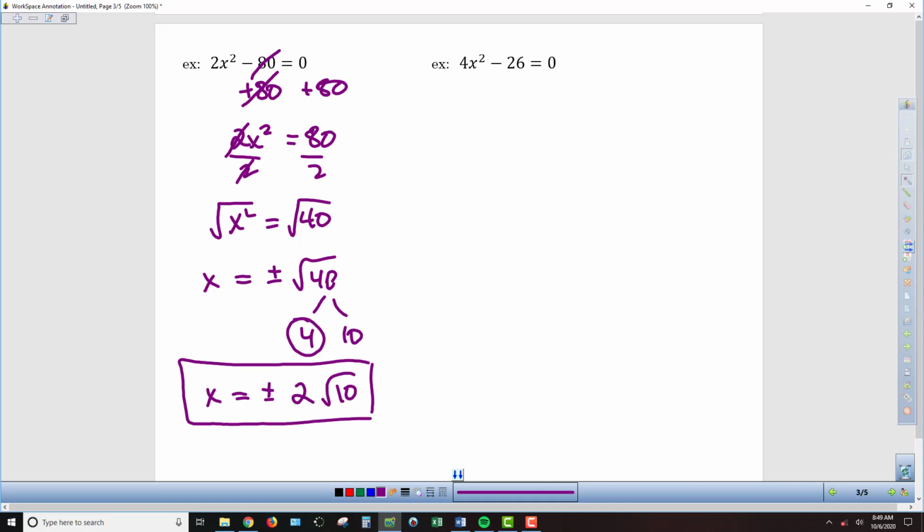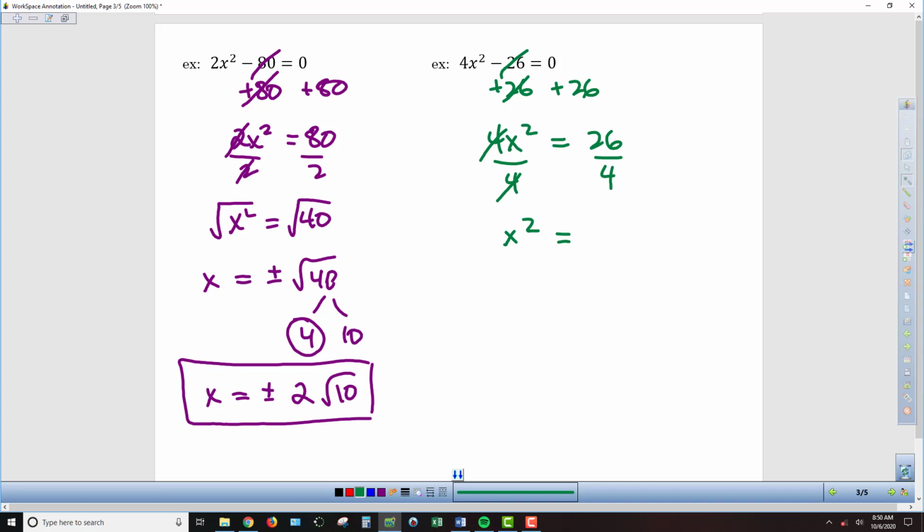For the last one, I've got 26 that needs to be added to both sides. So I've got 4x squared equals 26. I'm then going to take this 4 and divide it on both sides. So I get x squared equals, now again, that doesn't divide in evenly, but we don't want to go to our calculator and punch in decimals. If there's no decimals in the original question, we don't want decimals in our final answer. We're going to leave it in fraction form.